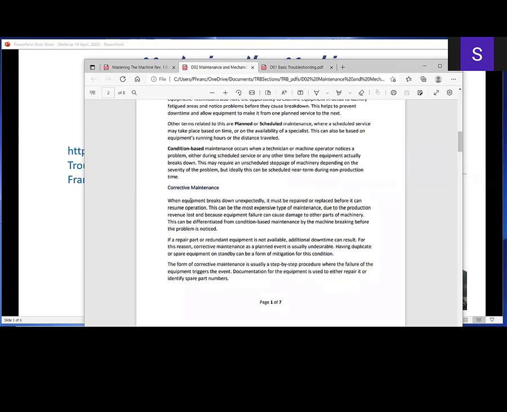Corrective maintenance: equipment breaks down unexpectedly. You have to repair it or replace it before it can resume operation. This can be the most expensive type of maintenance due to production revenue lost, and because equipment failure can cause damage to other parts of machinery. One thing breaks, it makes another thing break, right? So that's the most expensive of the three.